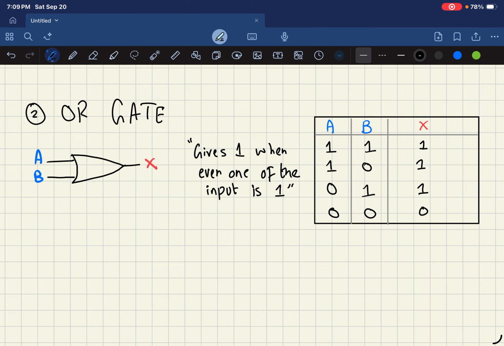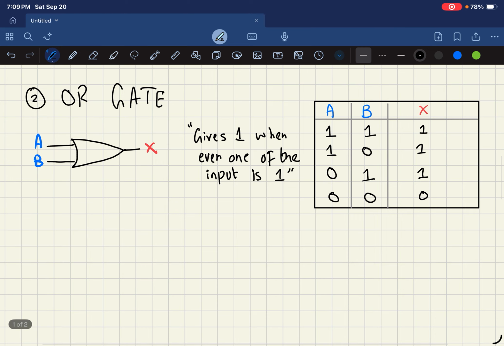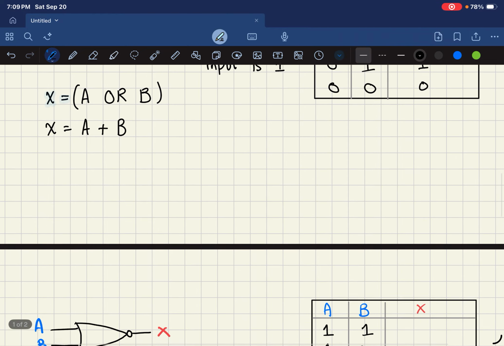Just like the AND gate, we will also try to represent this mathematically. The way we represent the OR gate is A OR B, right? Again, that's quite straightforward to follow, but the more compact way of representing it is by writing down A plus B. All right, that's another way of representing the OR gate.